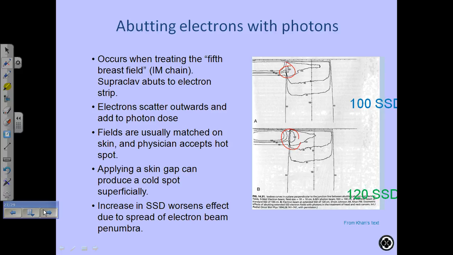That's typically what's done. Applying a skin gap can produce a cold spot superficially, and an increase in SSD worsens the effect due to the spread of the electron beam. So the reason there are 2 SSDs here is just to illustrate that the hot spot is worse for the higher SSD. And it's worse for the higher SSD because of the electron, remember that divergence I was telling you about? As the SSD increases, it gets worse. Okay. So with increased SSD, that hot spot gets worse. Typically, a physician will accept that hot spot. Okay, between electrons and photons.